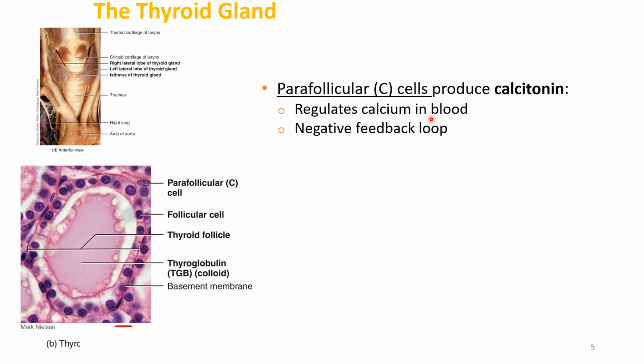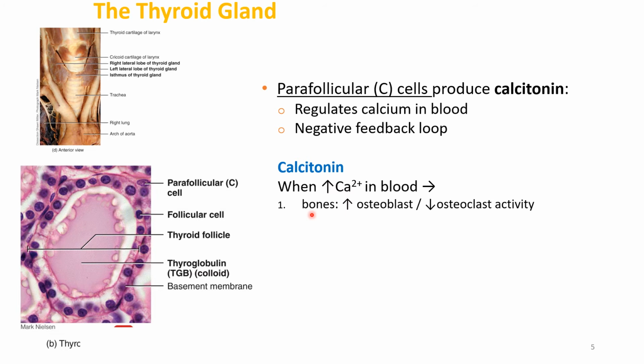And they're going to regulate the calcium in the blood, and they do this by a negative feedback loop, like most of these things are regulated. So when there's a lot of calcium or too much calcium in the blood, calcitonin is going to be secreted, and that's going to do one of three things.